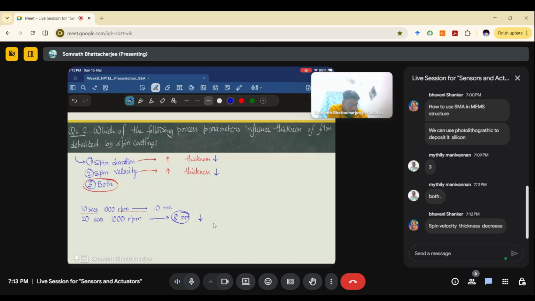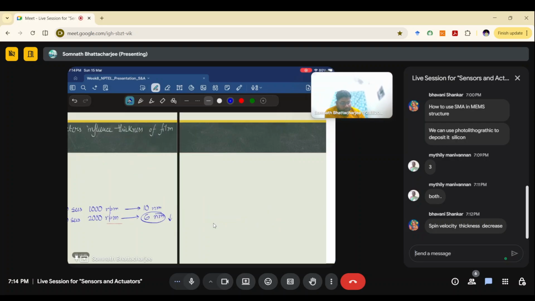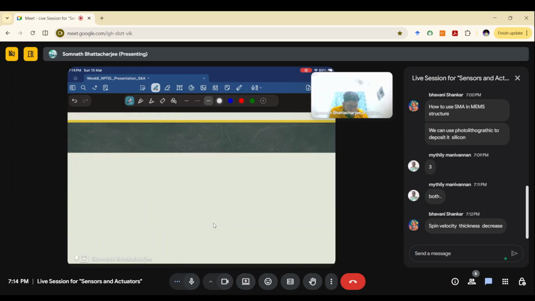Similarly, if I increase the velocity, let's say you have 10 seconds and 1000 rpm. RPM means revs per minute, right? The spin velocity is also the angular velocity. Now you keep the duration constant but increase the revolutions per minute, so it will decrease the thickness at a much higher rate, let's say to 6 nanometers. So in both cases it will decrease. Let's move on to the next one.